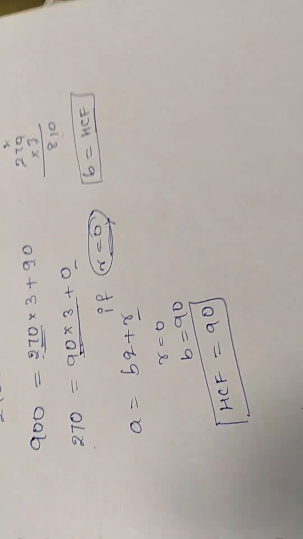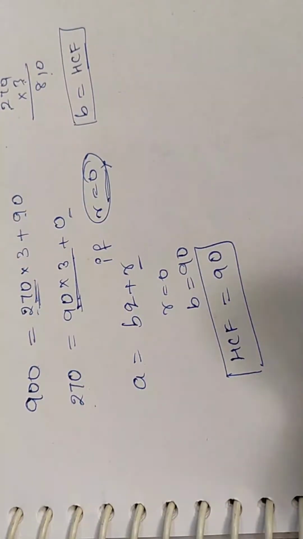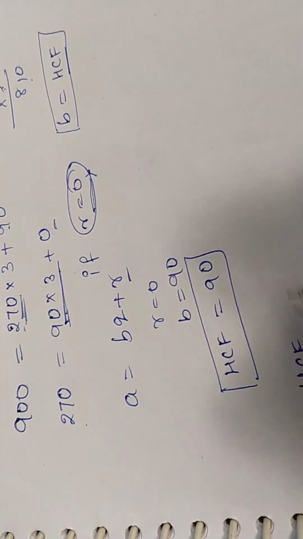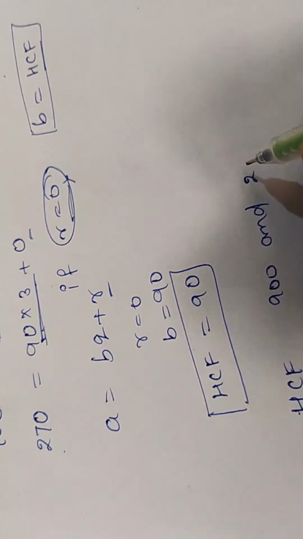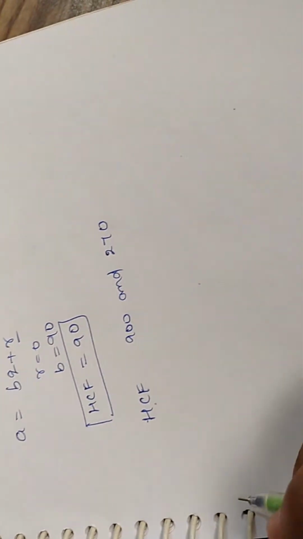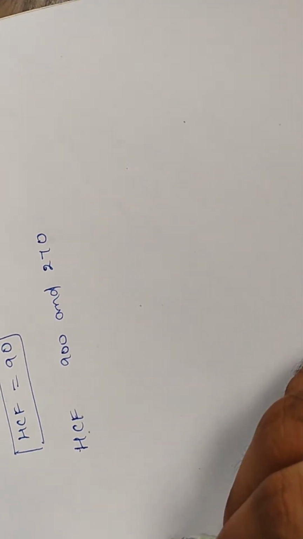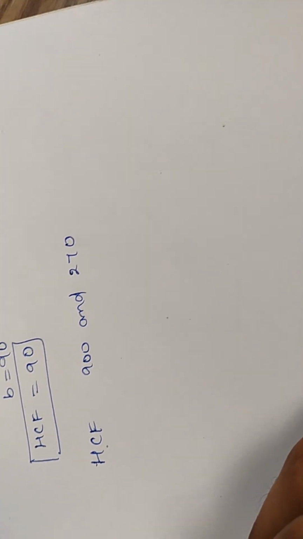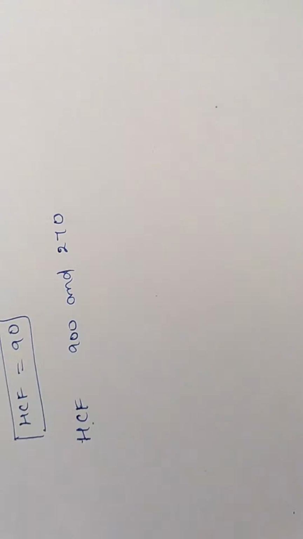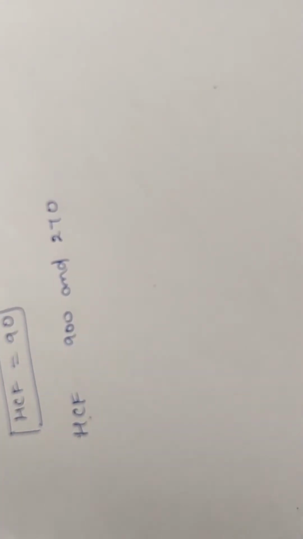Now look at the first problem: find the HCF between 900 and 270. Here we have to use the Euclid algorithm. What is the Euclid algorithm?